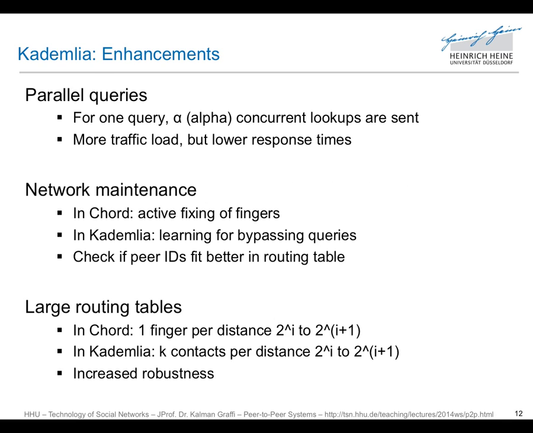Yes, so these were the nice things: parallel queries, iterative queries. The network maintenance is done passively, by learning about the network, and we have large routing tables, so we have these buckets which give us more freedom. For every distance we have 20, or k, contacts that we can choose from based on any kind of metric.